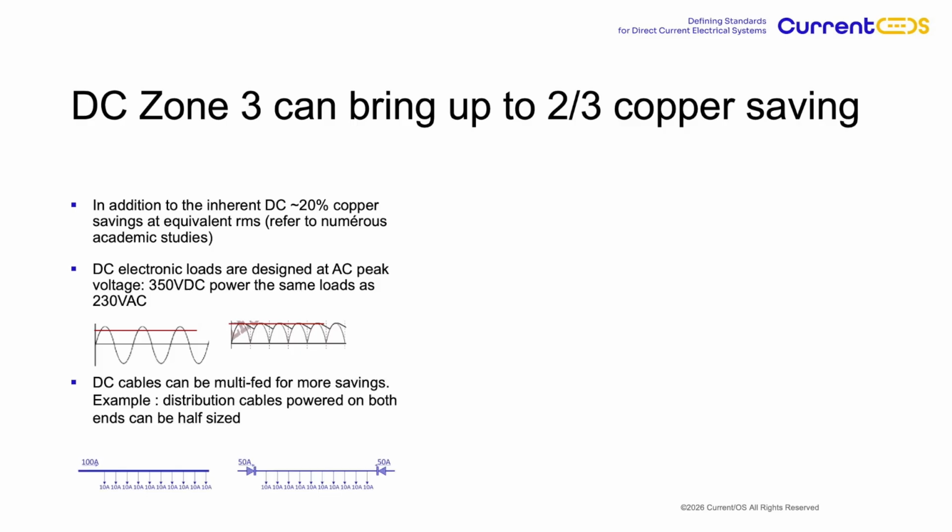The third factor is distribution topology. Consider this example. In a radial AC distribution system, if you have 10 loads, each requiring 10 amps, you need a 100 amp cable to supply them. However, in DC, thanks to components like diodes that prevent reverse energy flow, you can inject energy at both ends of the cable. This means that to support the same 10 loads, only a 50 amp cable is required.